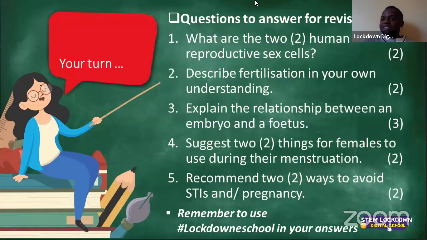Question number 5 takes a life skills type of turn. And that is us trying to integrate natural sciences with another subject, which is very important, ladies and gentlemen, to integrate the 2 so that we can show that knowledge is actually connected and intertwined. Now, we want you to recommend 2 ways in which you can be able to prevent STIs or pregnancy.